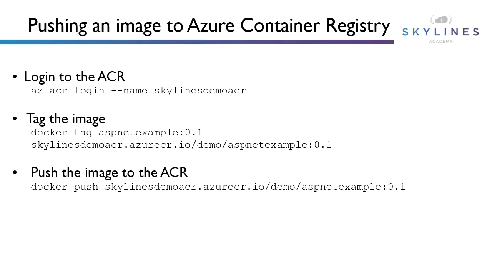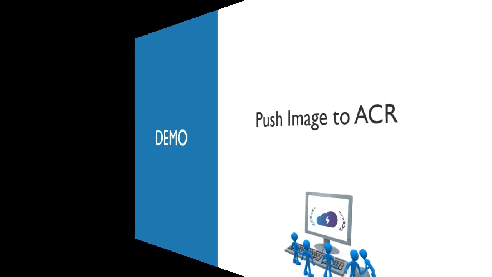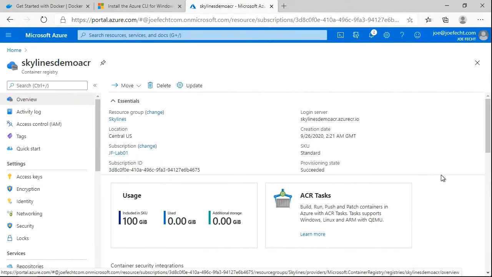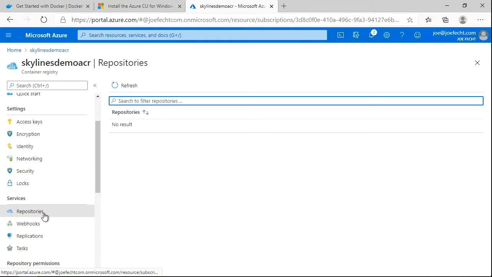One thing worth noting is that all Azure ACRs are going to have azurecr.io as part of the URL. That's a dead giveaway that you are working with an Azure Container Registry. So with that said, let's take the sample image that we created earlier and push it up to an Azure Container Registry. Here we are in Azure. You can see we've got the Skylines Demo Container Registry already created. If you go down here and look at repository on the left, you can see we currently have an empty repository. So let's jump back to Visual Studio Code.